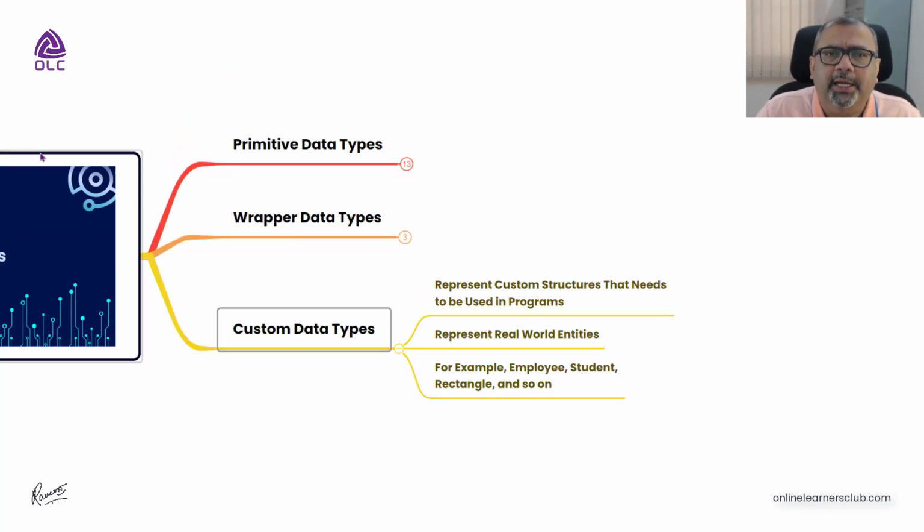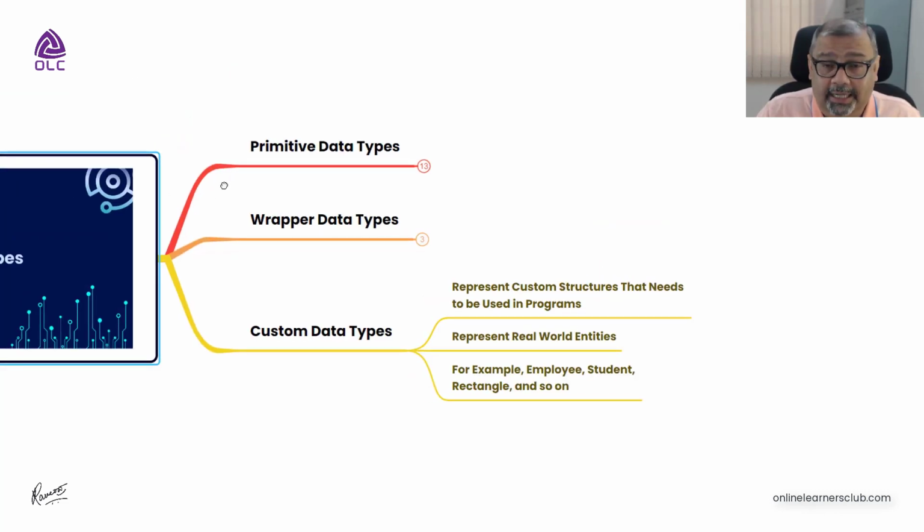So with this, we come to the end of this particular chapter on data types. In the next chapter, let us do some hands-on and we'll understand how to work with different data types and use them in a Java program.